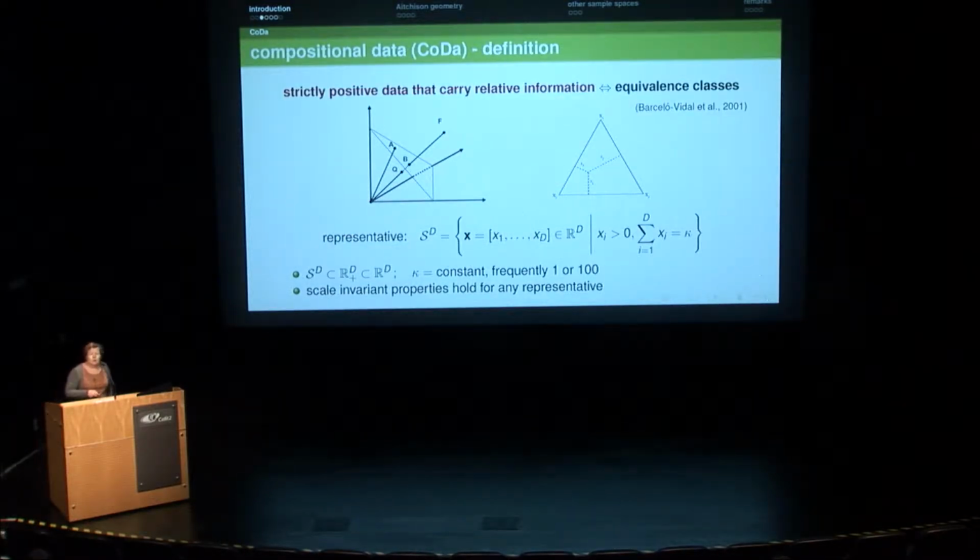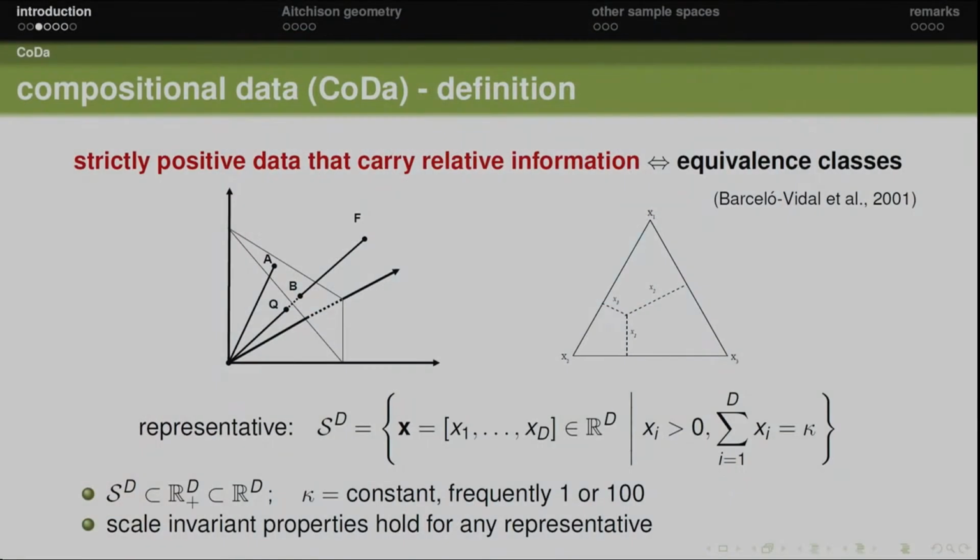Let's go to compositional data. In compositional data, which is our definition of compositional data? Not only closed data, close to a constant sum. We consider data that are strictly positive and carry relative information. So any point here in the positive orthant of real space can be a compositional datum.